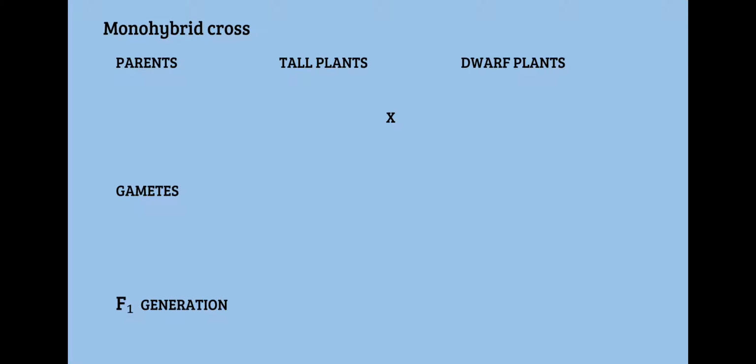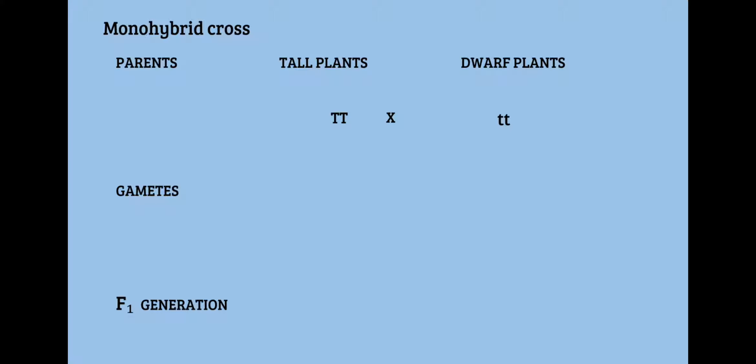This is a representation of a monohybrid cross. So we took two parents, one tall true breeding parent which will have a pair of alleles represented by capital T, and the dwarf plant will also have a pair of alleles represented by small t. When both the alleles, like in the true breeding plants, are the same, this is known as the homozygous condition.